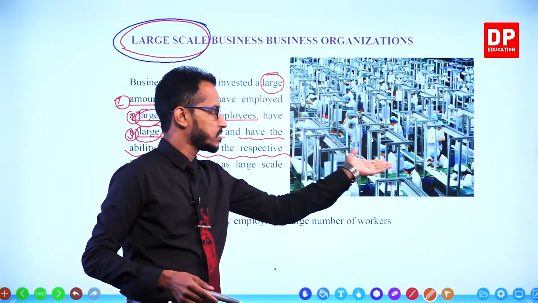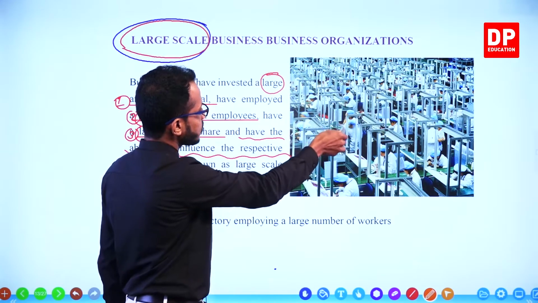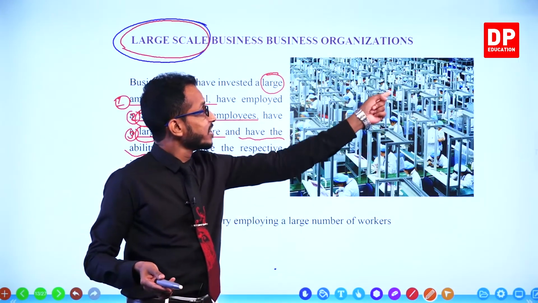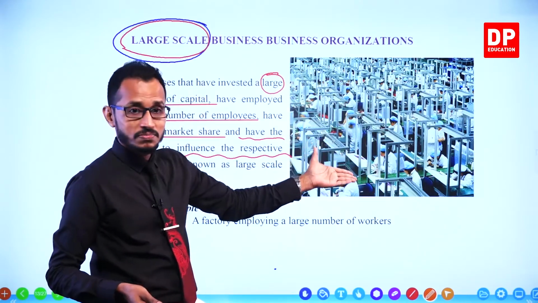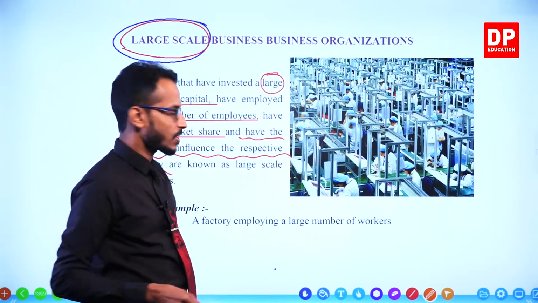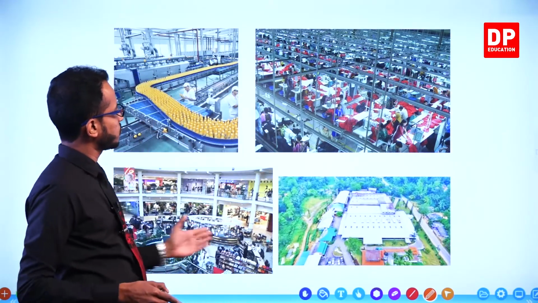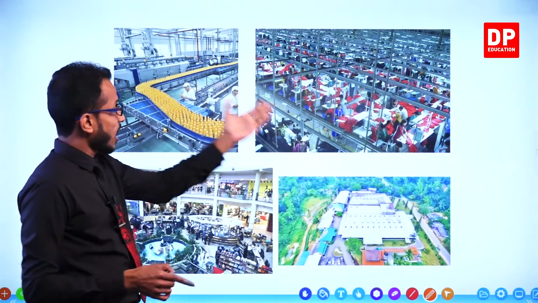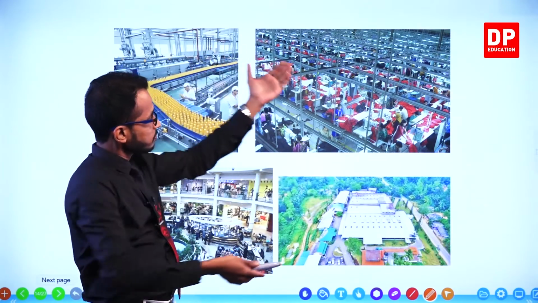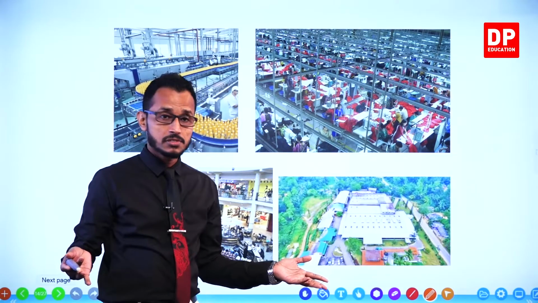How many employees can you see here? Can I mark on these employees? Can I put numbers? It will take hours. Even I can't count how many employees here. It's a large scale business. More than 25, definitely. Here you go. A set of pictures which are showing large scale businesses. See the number of employees? Hundreds of employees. Obviously, clearly it's a large scale business.